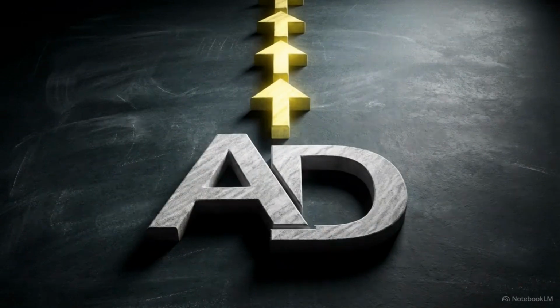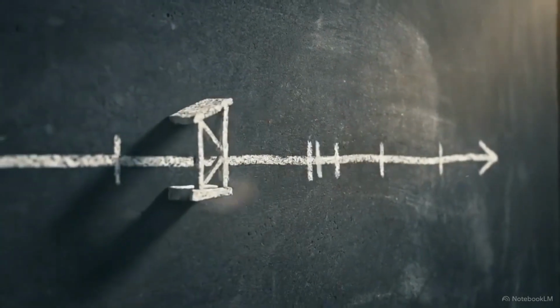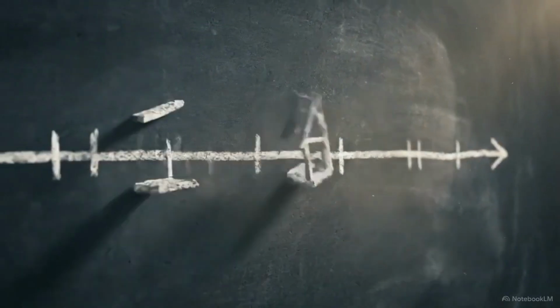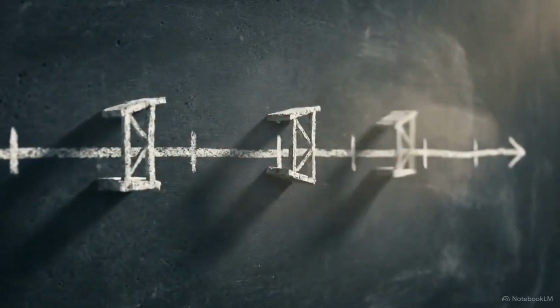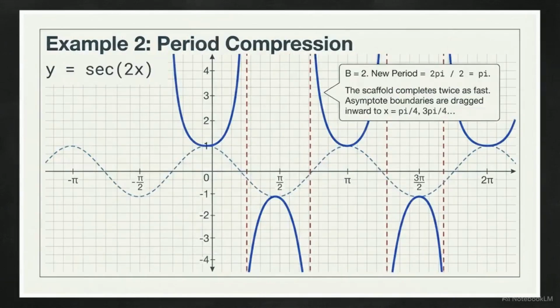With the frame built, we step inside the parentheses of our equation. Variables b and c control the horizontal timing of the graph. This diagram illustrates parameter b, the frequency modifier. Think of the wave's full cycle as a mechanical spring trapped between 2 plates. Looking at this plotted example, an increased b value forces the cycle to complete twice as fast. This physical compression drags our vertical asymptotes inward, squeezing the secant branches closer together.